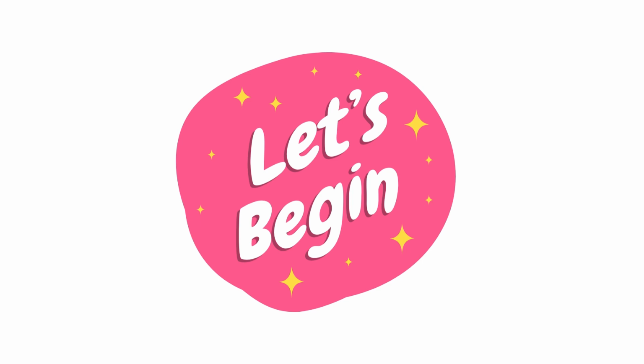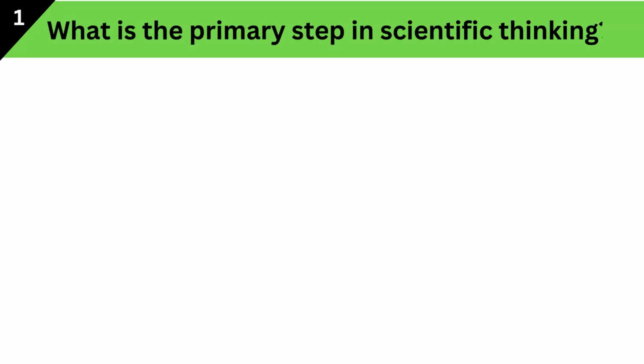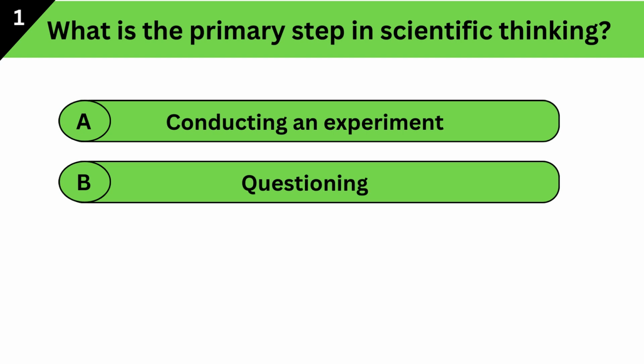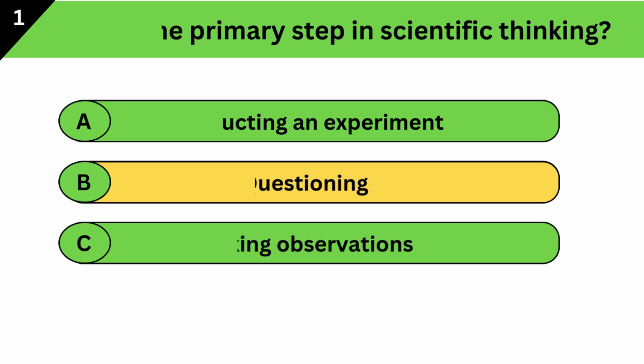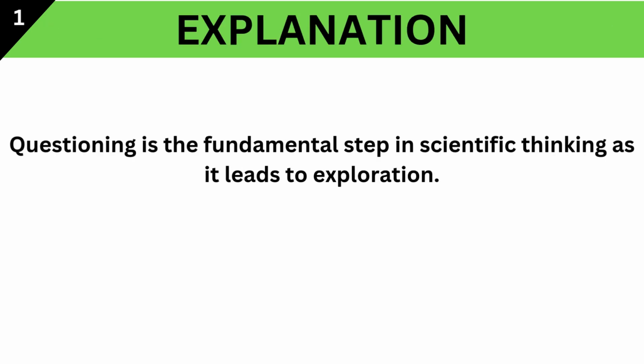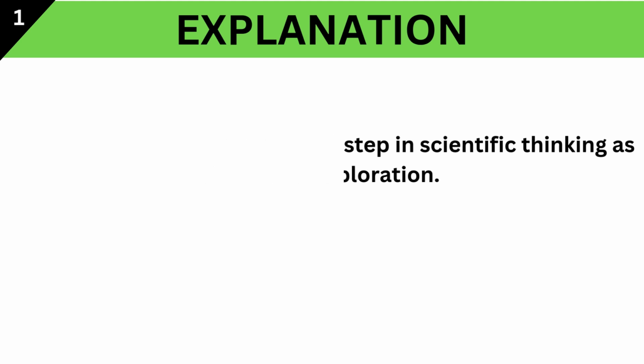Let's begin. What is the primary step in scientific thinking? Option A, conducting an experiment. Option B, questioning. Option C, making observations. Correct answer. Explanation. Questioning is the fundamental step in scientific thinking as it leads to exploration.